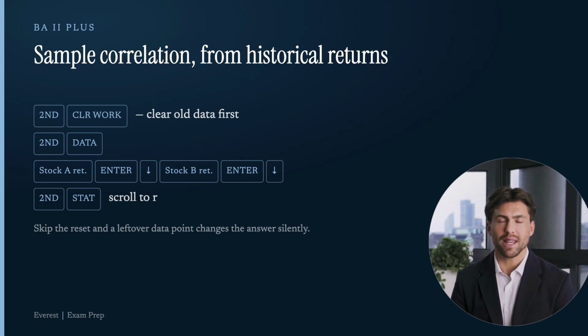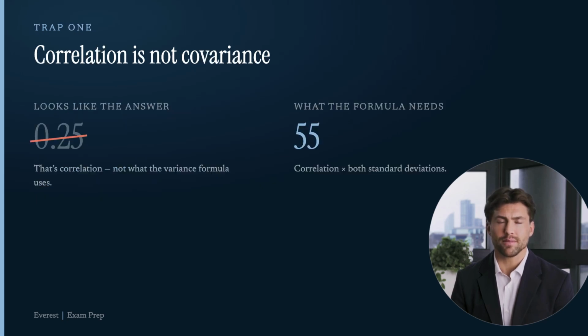Skip the reset, and a single leftover data point from your last question quietly changes the answer without any error message. First trap. If a question gives you both standard deviations and a correlation and asks for the covariance to plug into the variance formula, the correlation is not the answer. Multiply it back by both standard deviations first.